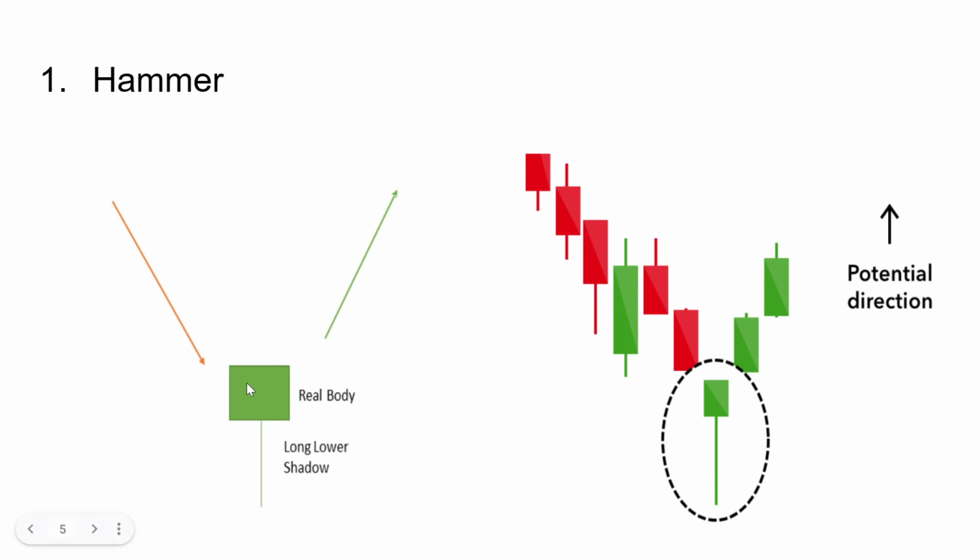This hammer looks like this: this is the real body, and the hammer has a long shadow, which is more than two times the real body. In this diagram you can also see all the candles are not the same. Each candle has its own specification, which we are going to cover now. This is the real body and this is the wick, which is generally two times the real body. If you see the sign, you can start buying by keeping the stop loss at this low.